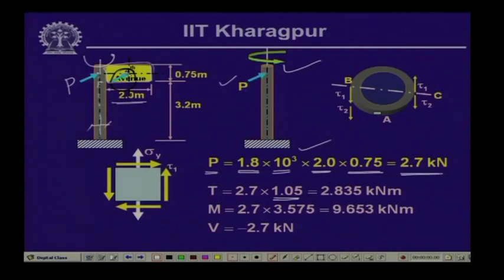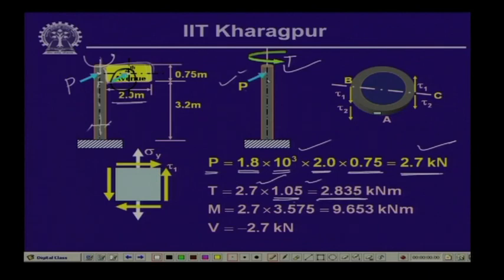So, this 2.7 kilonewton force which is acting at the CG of this particular board, if we shift it to the central axis of this tube, then we have the load P which is 2.7 kilonewton along with a twisting moment T which is equal to 2.7 into 1.05, which gives us a value of 2.835 kilonewton meter.